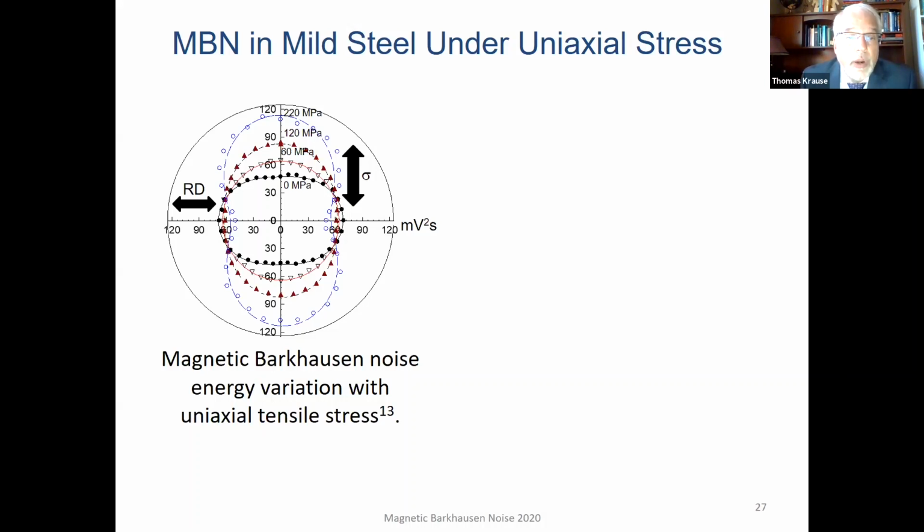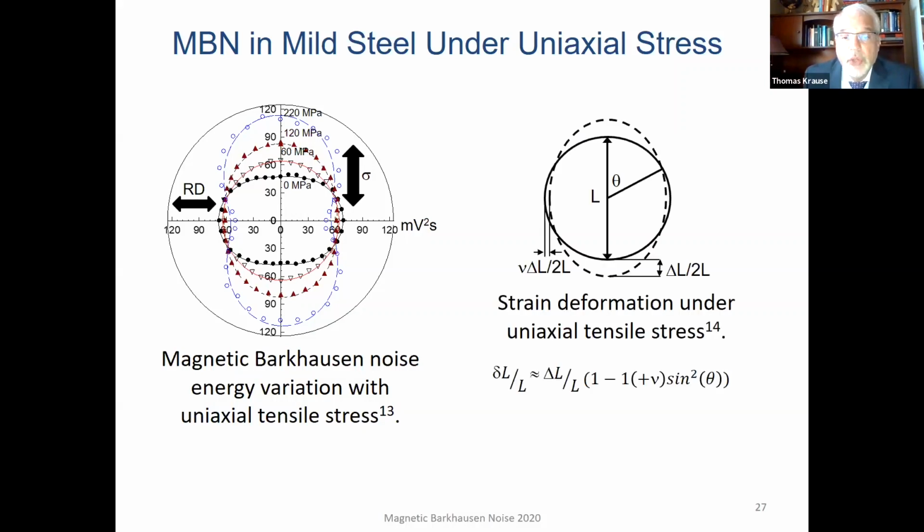And we're going from 0, 60, 120 to 220 megapascal. And we observe a steady increase in the direction of applied stress. But perpendicular to the applied stress direction, we see a decrease. And at about 60 degrees to the applied stress direction, we in fact don't see any change at all. And that is due to Poisson's ratio.